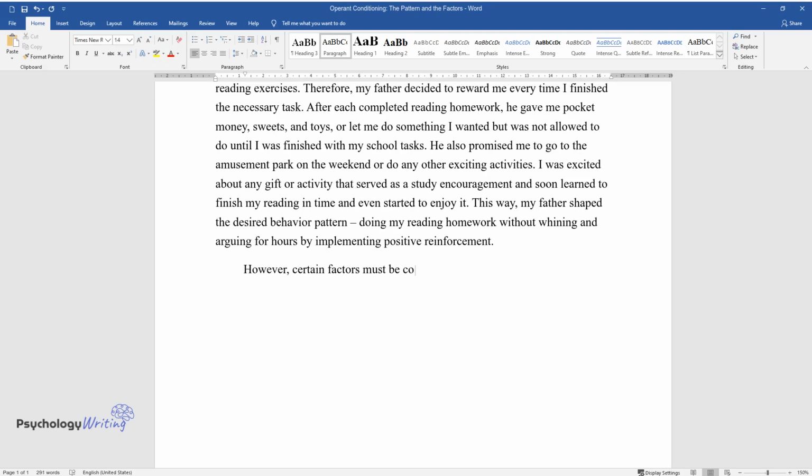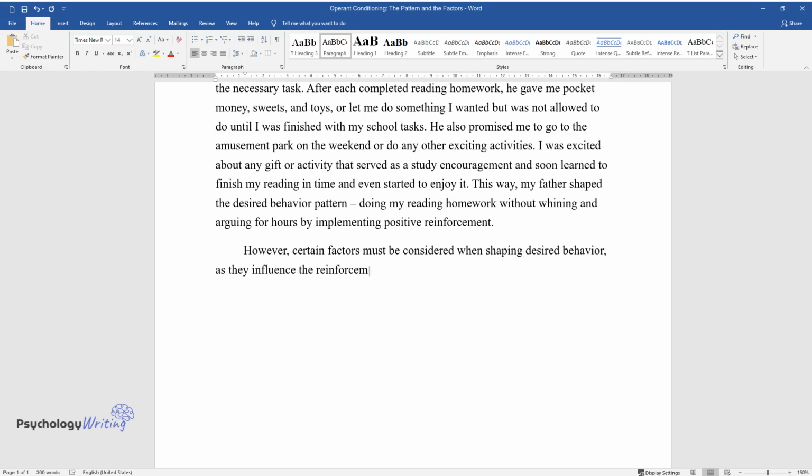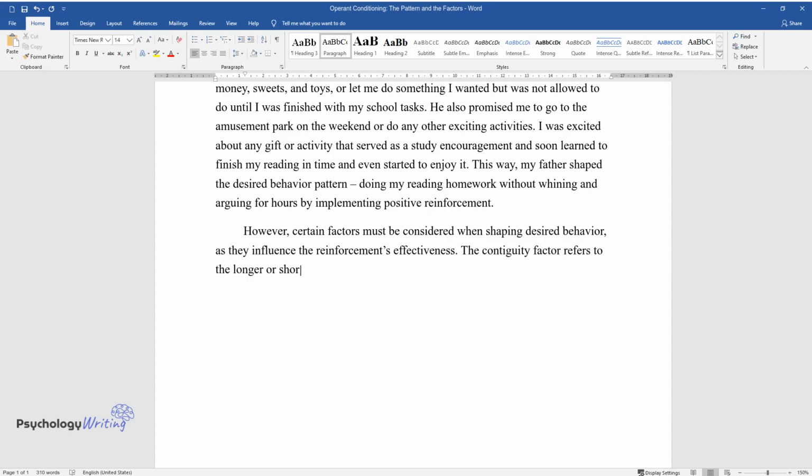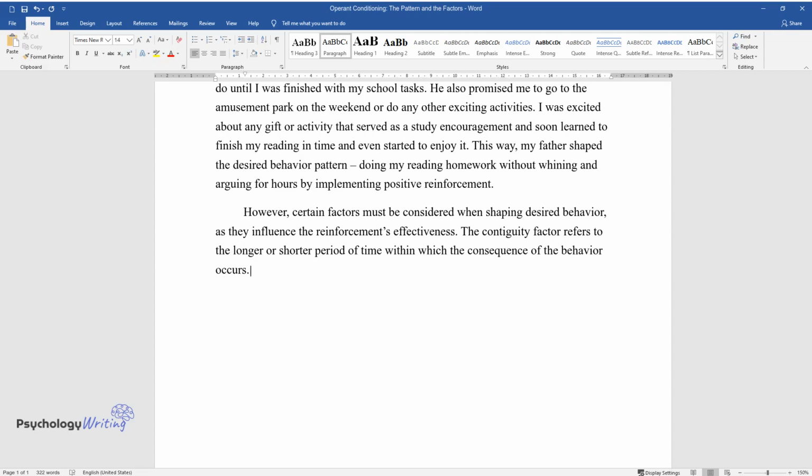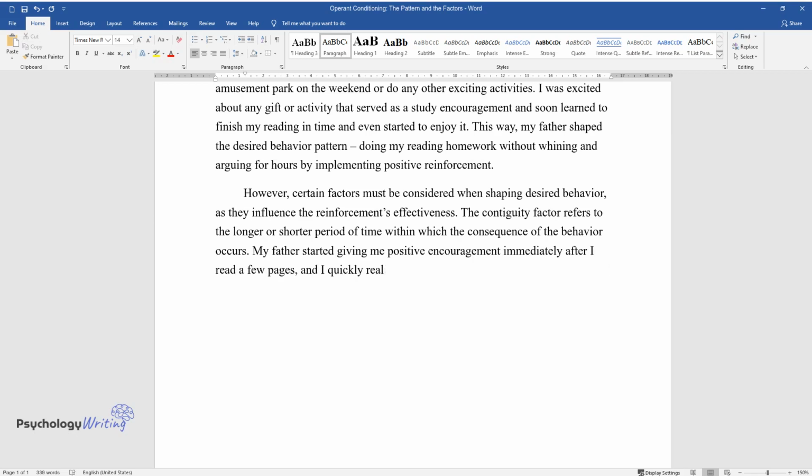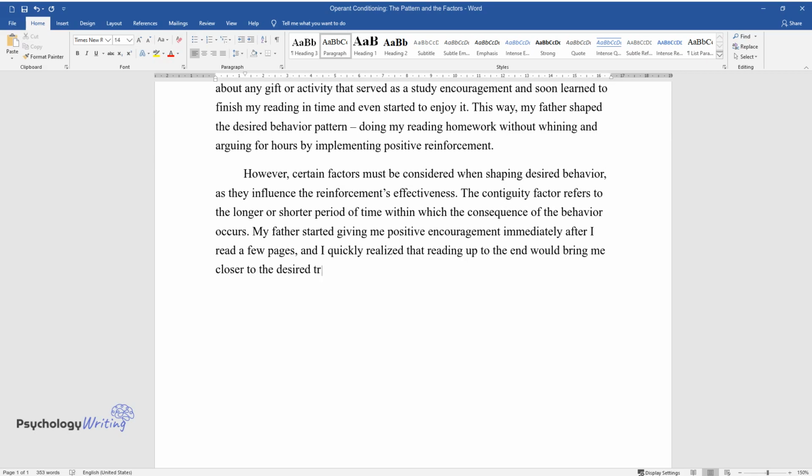However, certain factors must be considered when shaping desired behavior, as they influence the reinforcement's effectiveness. The contiguity factor refers to the longer or shorter period of time within which the consequence of the behavior occurs. My father started giving me positive encouragement immediately after I read a few pages, and I quickly realized that reading up to the end would bring me closer to the desired treats.